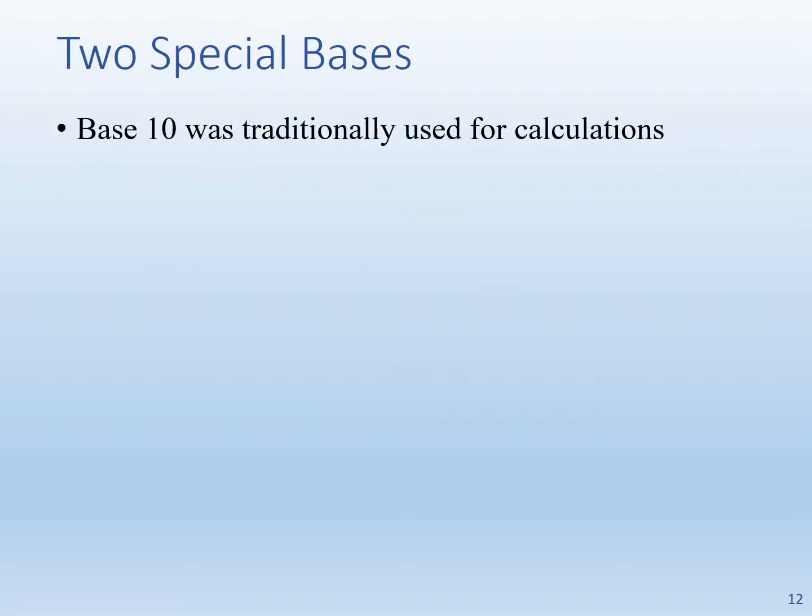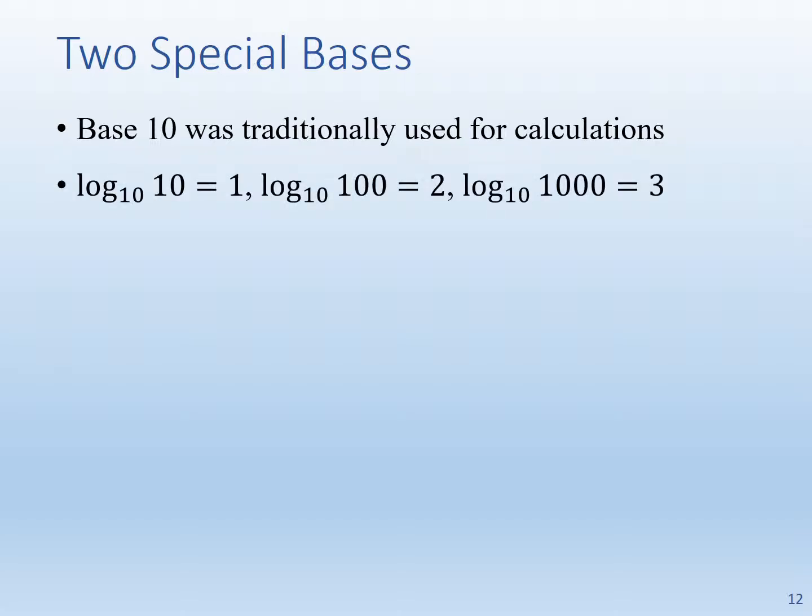There are two bases that are used most often. The first one is base 10, that was traditionally used in doing calculations because our numbers are based on 10. So log base 10 of 10 is 1. That's the power, of course, 10 to the power of 1. Log base 10 of 100 is 2. That's 10 squared. 10 cubed, the log there is 3. So they're nice and easy to calculate. And because they were used a lot, they were called common logarithms, and we didn't bother writing the base 10 there. So it's just written as log of x without a base. It's understood that the base there is 10.